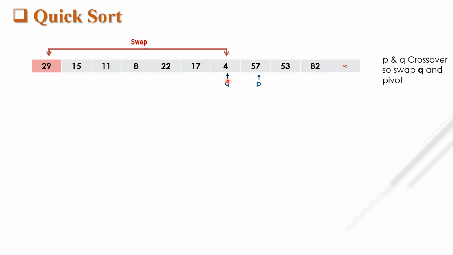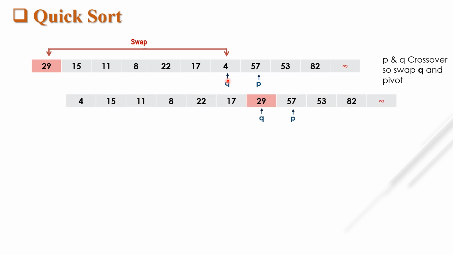Now, अब क्या हो रहा है? P and Q are crossover. That's why the value of q will be swapped with the pivot. Okay, so what is the answer? This one. Now you can see 29 will take its position. How? On the left hand side, all the elements are lesser than 29. On the right hand side, all the elements are greater than 29.